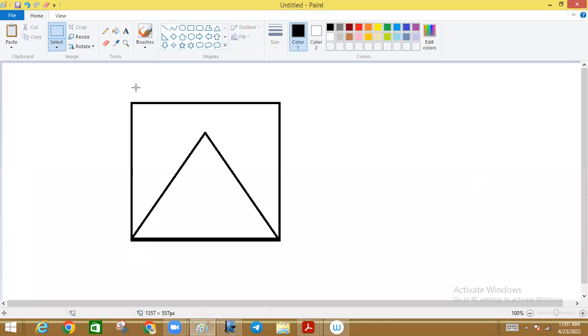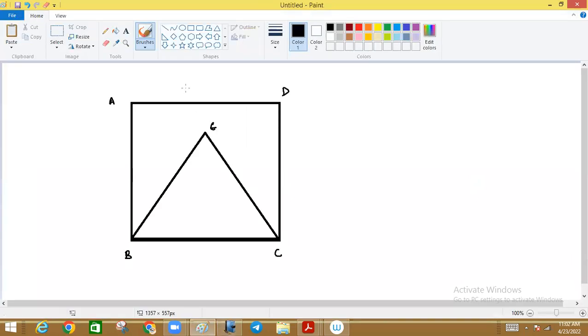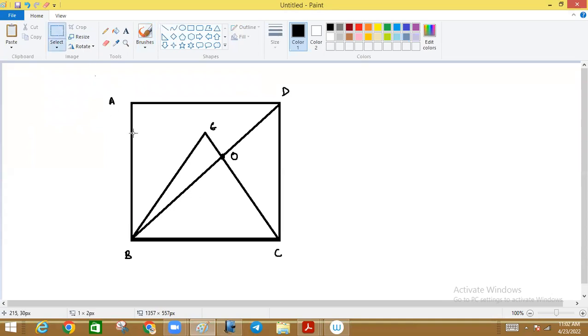First ABCD. Then BEC is an equilateral triangle. Okay. I'll take A, B, C, D. BEC is an equilateral triangle. He says CE and BD intersect at O. So draw BD completely. At what point do they intersect? They intersect at O. BOC is what is asked. Now you tell me.